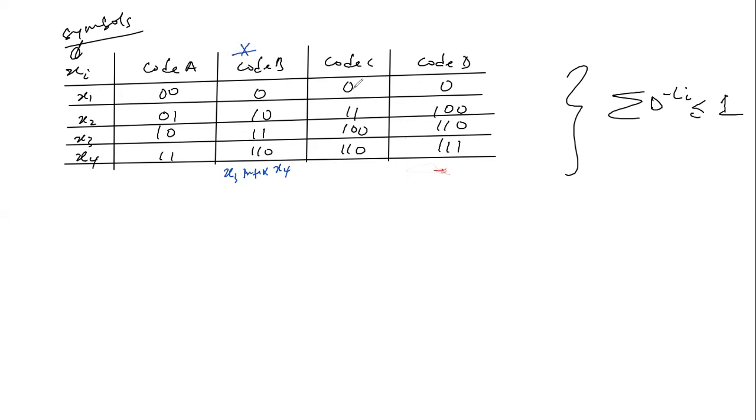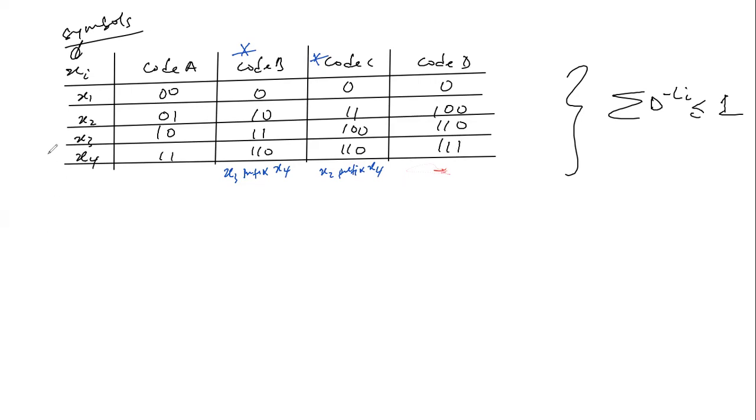Now let us go to code C. This is 0, 11, 100, 110. Now S2 is a prefix of X4, so we are also going to have issues with code C. By inspection, we are just looking at this, but we don't know if they will satisfy the McMillan-Kraft inequality. So this is one condition, and what we are doing is another condition. If it satisfies this but does not satisfy non-singularity, then we cannot use it because it's not going to be uniquely decodable. Now, looking at code D, this is 0, 100, 110, 111. So no code is a prefix of another one here.